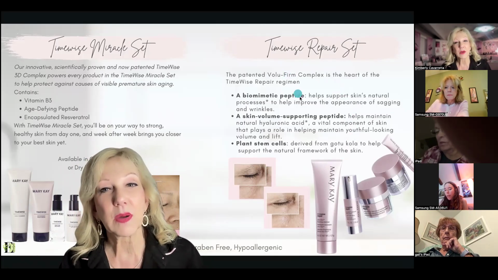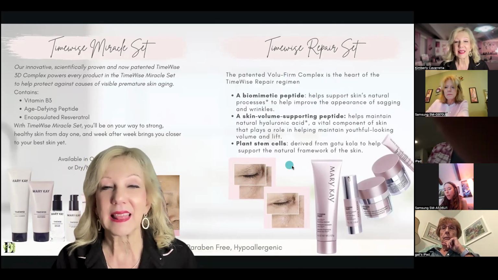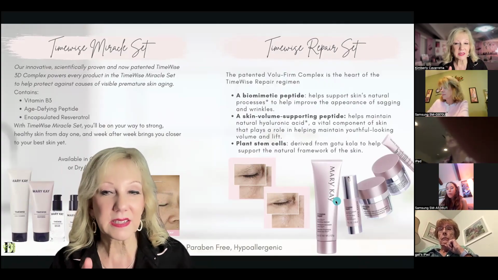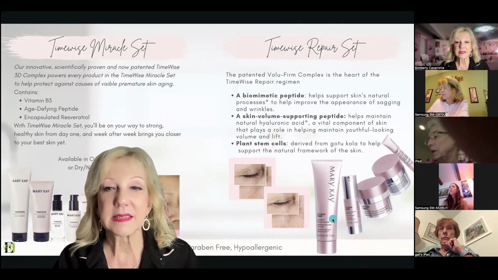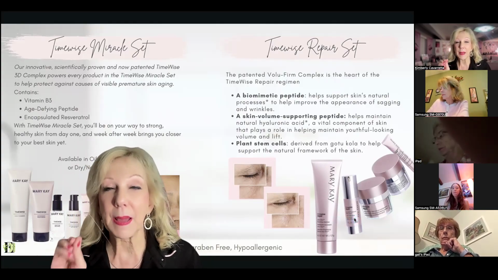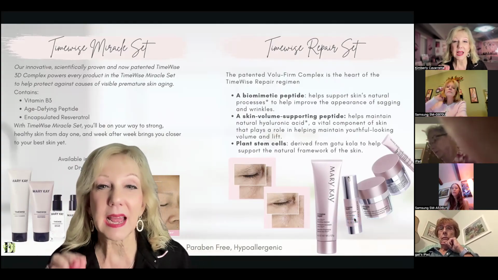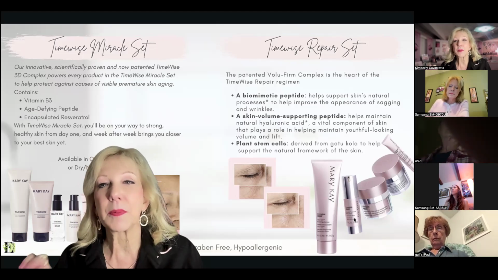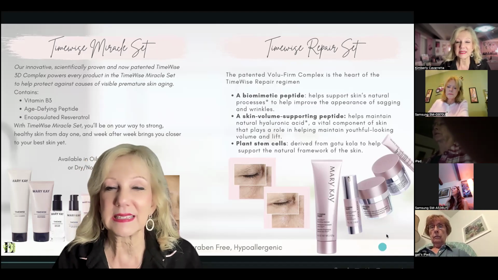And then this is our TimeWise Repair set. And I love this one. This is what I use. It's a 5-piece set, and you've got your cleanser. It is a foaming cleanser, and it has biomimetic peptides in it that support skin's natural process to help improve the appearance of sagginess and wrinkles.